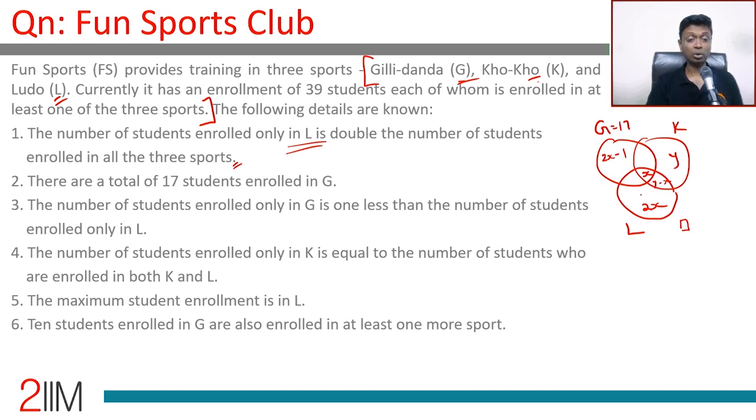The maximum student enrollment is in L. 10 students enrolled in G are also enrolled in at least one more sport. At least one more sport is this region. That adds up to 10. And so we made some of these inferences and drew this and scribbled this.